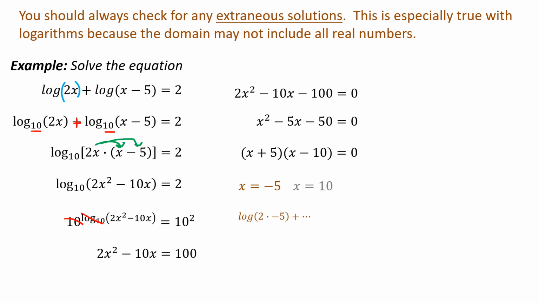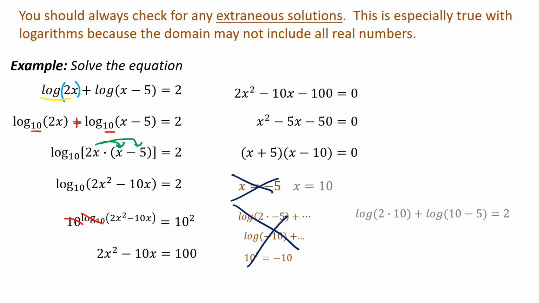If we check x equals negative 5, I'm only going to check it into the first part over here. 2 times negative 5 is negative 10. Log of negative 10, can't do that because you got to ask yourself 10 to what power gives you negative 10. So that's a dead end. So x equals negative 5 is an extraneous solution.